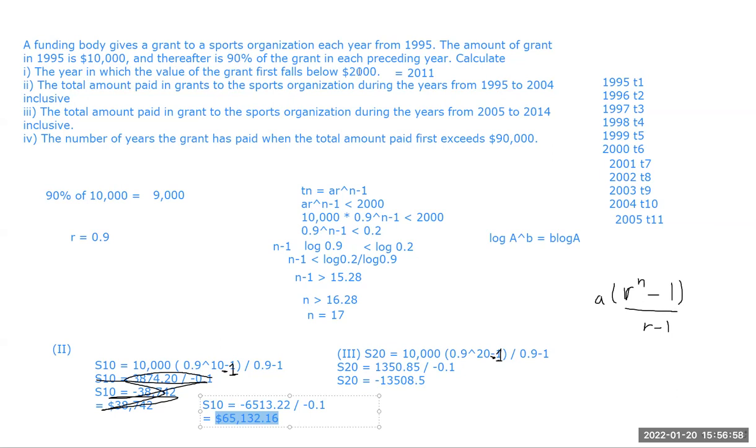Yep, that's correct. That's what I got. 65,000. But you forgot, you left off. Oh, yeah. It's good. The dollar sign is there. Good. That's good.